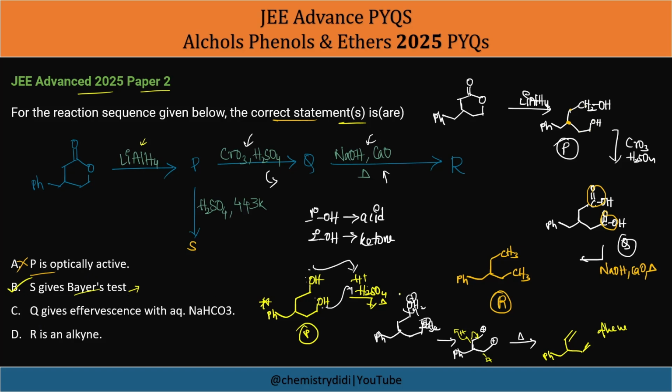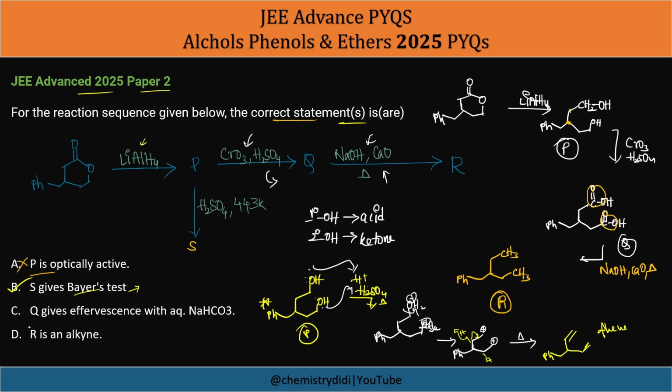And I hope you have understood this conversion. Basically here we'll get different types of alkenes, but they were just asking whether it will give Bayer's test or not. That's the thing we need to know: as it is an alkene, it gives a positive Bayer's test. That's why this option is correct.